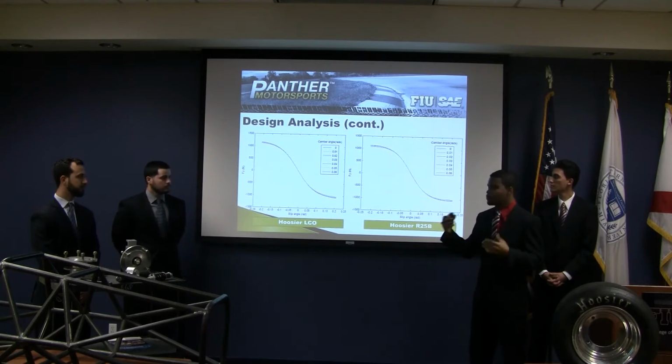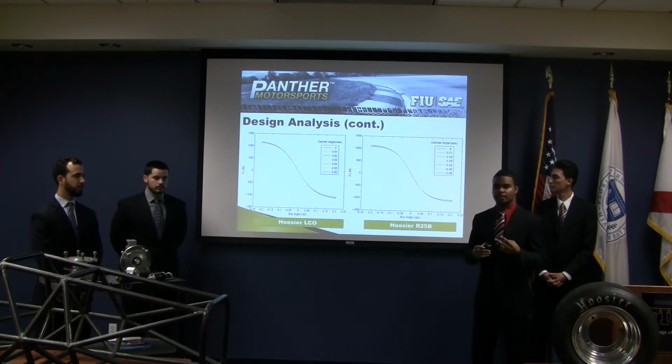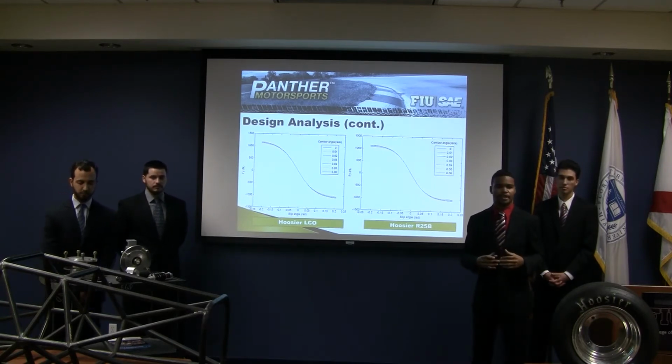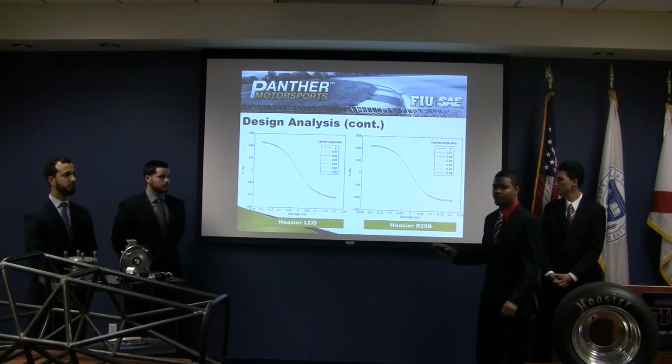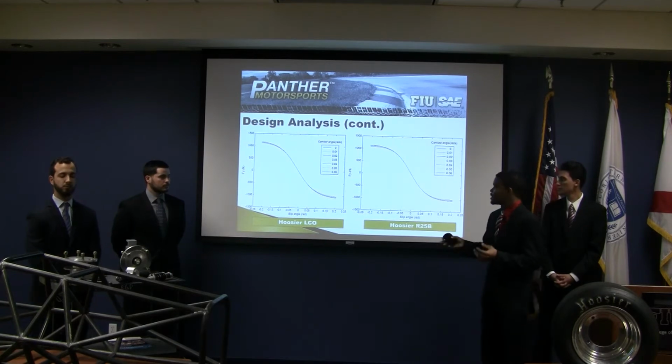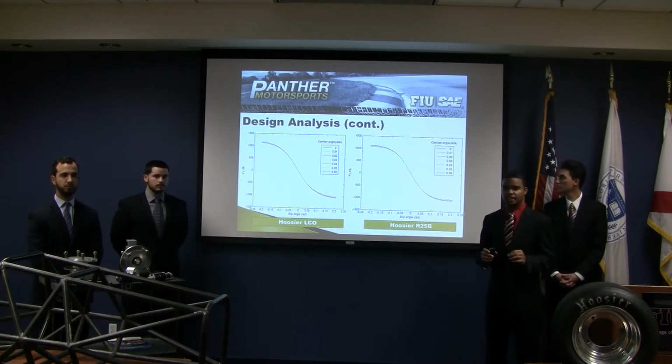So over here, we did a MATLAB analysis of 2 tire compounds available to us, given the fact that we were running 10-inch wheels, the Hoosier LCO and the Hoosier R25B. These tires have similar characteristics, but there are some key differences.